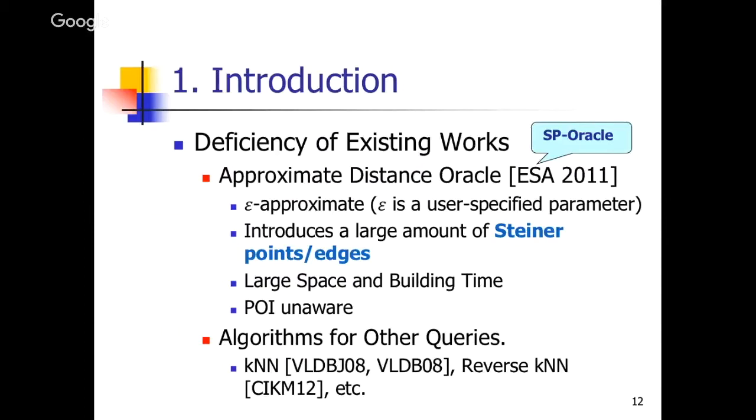So in the example that I showed before, there were only two POIs, s and t. So storing a single distance is enough, but this SP oracle still introduces a large amount of Steiner points and Steiner edges, which is cumbersome. And there are algorithms for other queries such as kNN and reverse kNN, but they are irrelevant to our problem.